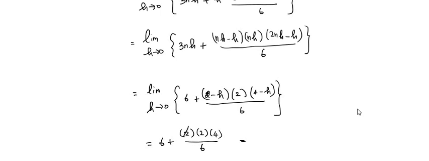Here 2 and 6 I can cancel. Therefore, I will be getting 8 by 3. This is 8 by 3. Now you can take the LCM and simplify. 3 is the LCM. 18 plus 8, that is 26 by 3. Therefore, this is your answer.